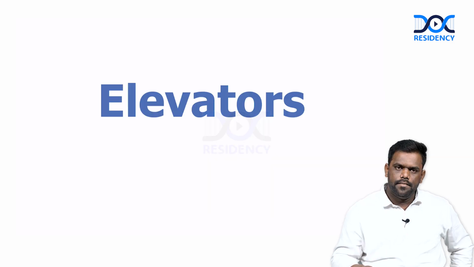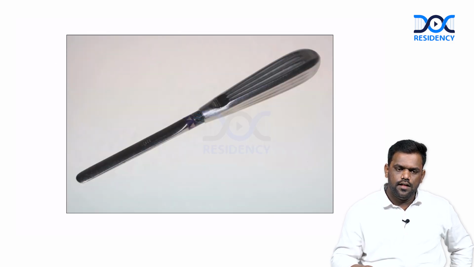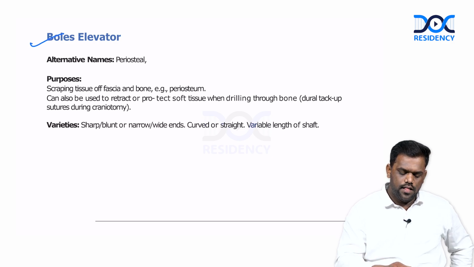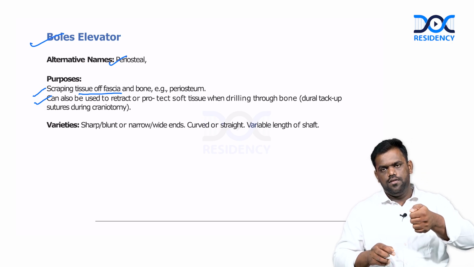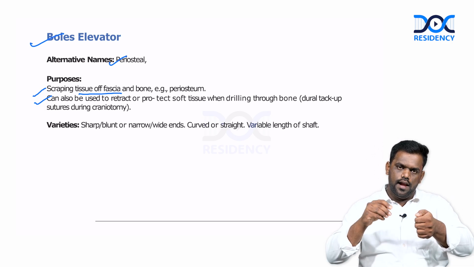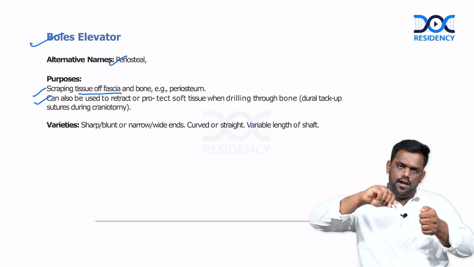Now the elevators. Identify this elevator. This is called your Bowley elevator. The other name is periosteal elevator. The purpose is scraping tissue off the fascia and bone, for example periosteum, and it can also be used to retract and protect soft tissues when drilling through the bone. Suppose you are taking dural tack-up sutures during craniotomy. It can be used to retract the soft tissues so your bone will be visible well, and we can drill through the bone very easily.